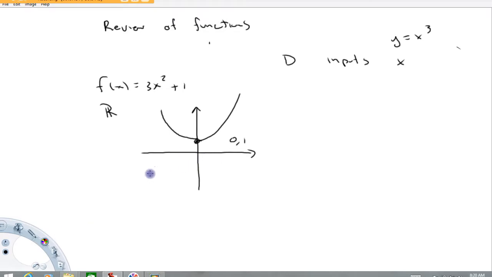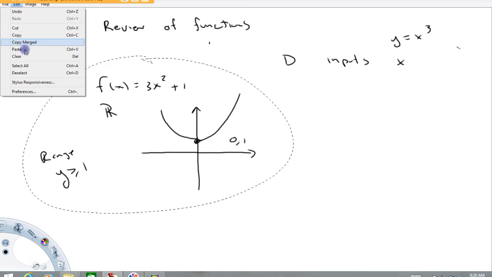Range. Now you notice there's no y values down here. So the range of this function is y has to be greater than or equal to this value, 1. There are different ways to state domains and ranges. I'm just going to use symbols like this. So the range of this function is from y equals 1 to plus infinity. That one is done. Let's get rid of this.